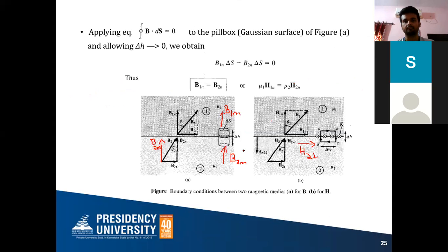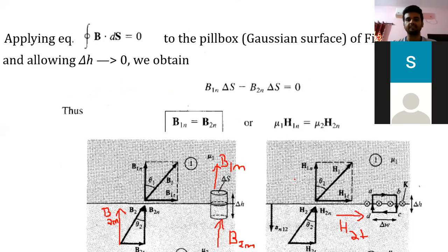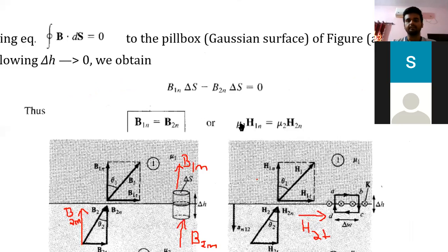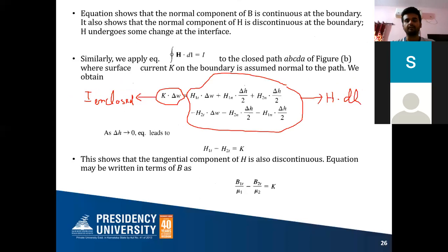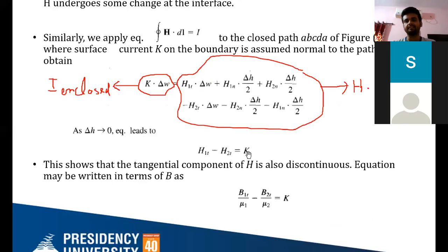Okay. H1T minus H2T equals K. So from applying Gauss law for magnetostatics, we got this relation. Okay. This is the relation between the normal component of magnetic field intensity, and by applying Ampere's law, we got a relation between the tangential component of magnetic field intensities. So what can you observe here? Both the tangential and the normal component of magnetic field intensities are discontinuous. Okay. Here H1T is not equal to H2T. It is equal to the current density.